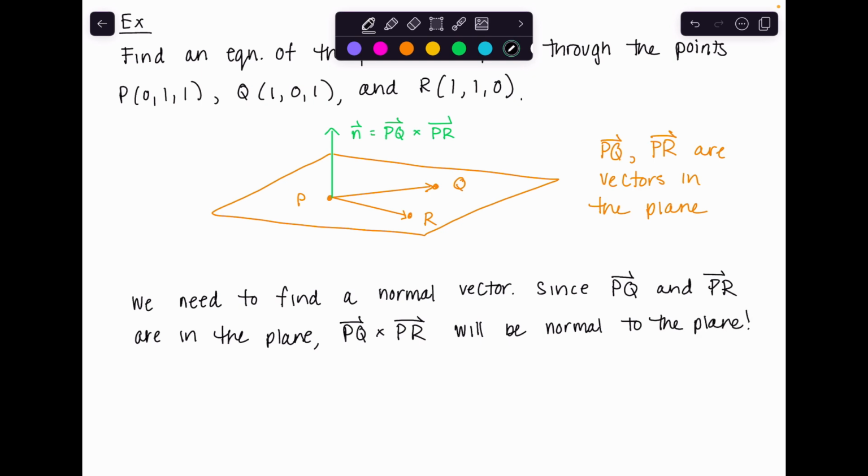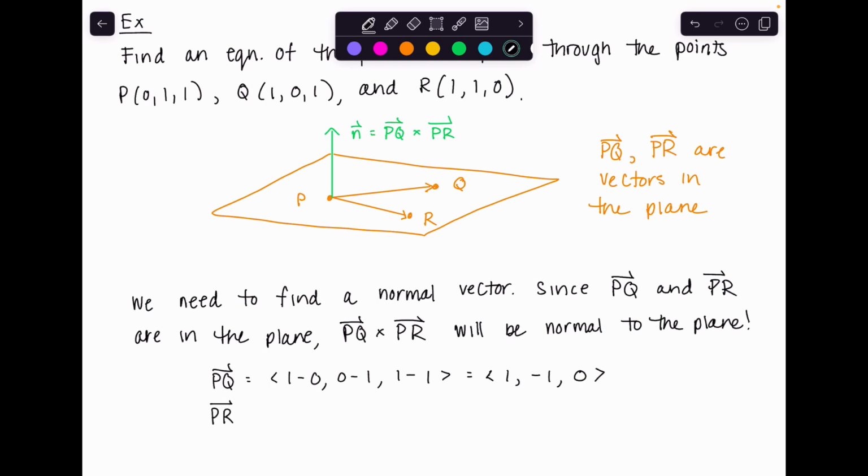So I need to find the cross product. I've got to figure out first what PQ and PR are, but that thankfully is not too terrible. For PQ, we look at the difference in components. That's 1 minus 0, 0 minus 1, 1 minus 1. So my vector PQ is 1, negative 1, 0.